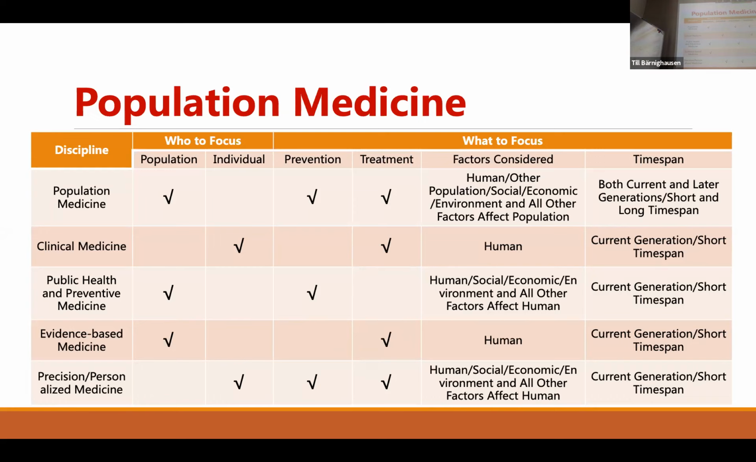For clinical medicine, it focuses on treatment and how to prescribe, what drug I should prescribe to this patient. And public health focuses more on prevention, and evidence-based medicine focuses more on treatment. And precision medicine focuses on both. I think that is very interesting because previously I would think precision medicine may be based on your genotype, and based on your genotype, the doctors will prescribe drugs to you based on your own characteristics. And so I thought it may focus more on treatment.